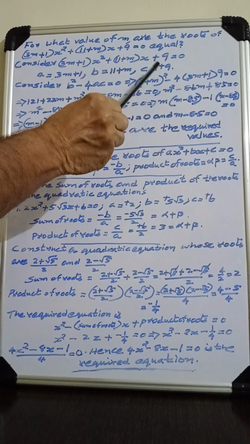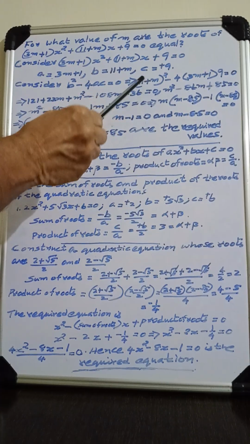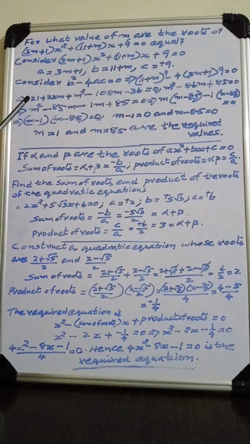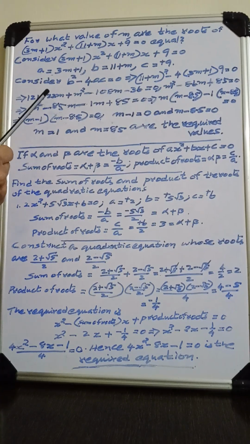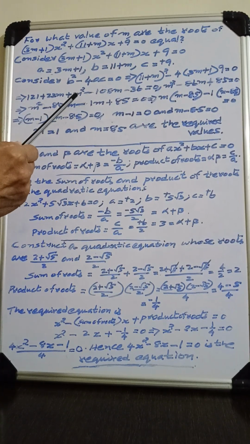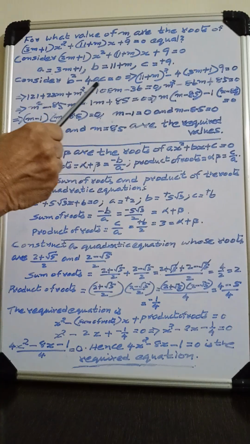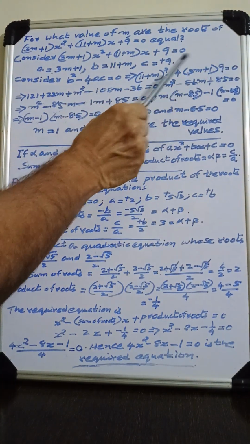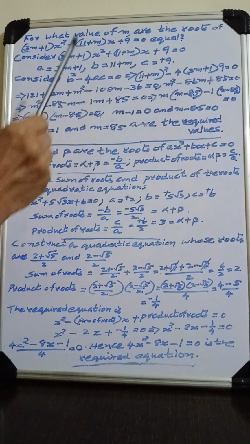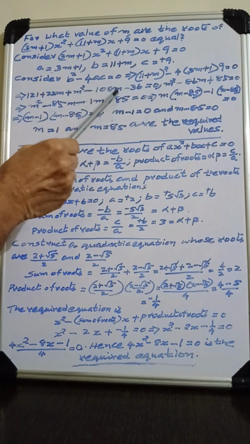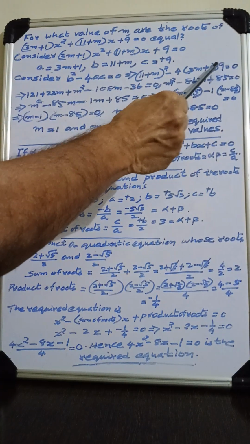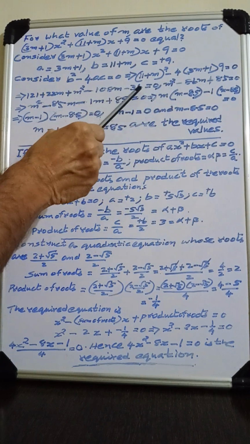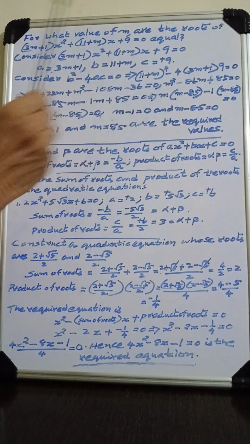(11 plus m) the whole squared, that is (a plus b) the whole squared, gives 121 plus 22m plus m squared, minus 4 into 9, 36. Minus 36 into 3m gives minus 108m. Then minus 36 into plus 1 gives minus 36 equals 0.